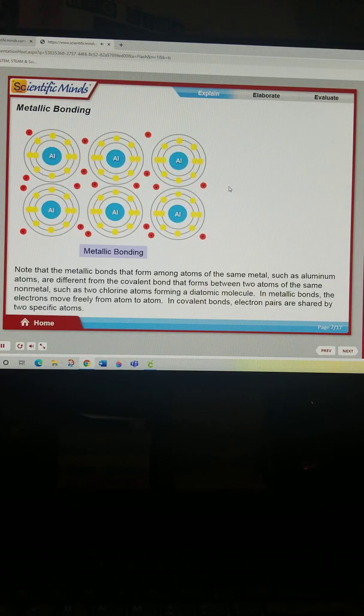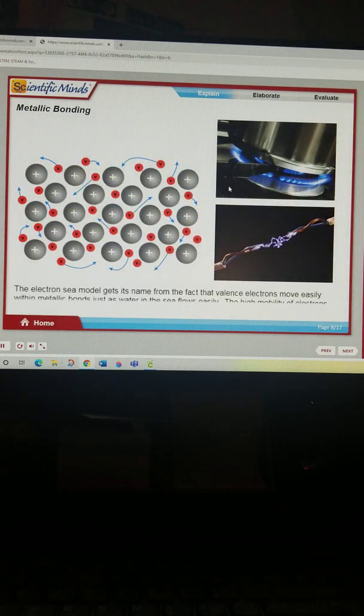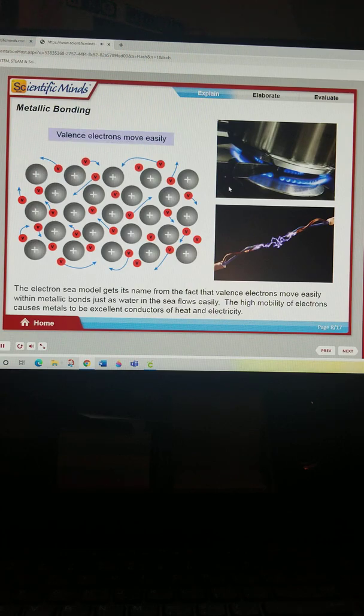Note that the metallic bonds that form among atoms of the same metal, such as aluminum atoms, are different from the covalent bond that forms between 2 atoms of the same nonmetal, such as 2 chlorine atoms forming a diatomic molecule. In metallic bonds, the electrons move freely from atom to atom. In covalent bonds, electron pairs are shared by 2 specific atoms. The electron sea model gets its name from the fact that valence electrons move easily within metallic bonds, just as water in the sea flows easily. The high mobility of electrons causes metals to be excellent conductors of heat and electricity.